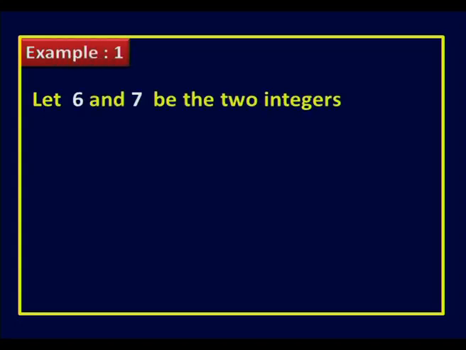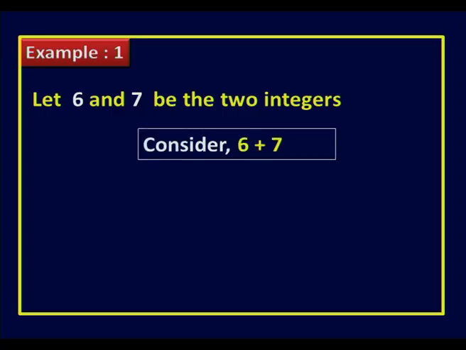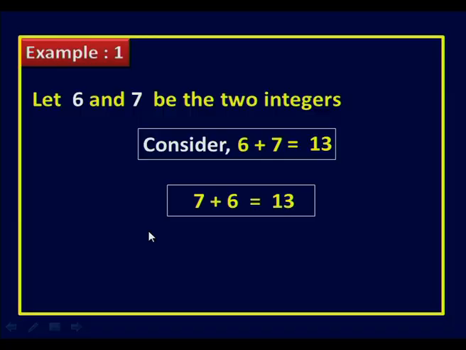Now, before that we take an example. Consider again two integers 6 and 7. Let us add these 6 and 7, children. So, 6 plus 7, what do you get, children? Yes, 13, absolutely right. Now, let us add these numbers in other way, that is 7 plus 6. I am just changing the order of addition. First I had taken 6 plus 7, but now I have reversed the order, 7 plus 6. Now, on adding 7 plus 6, what do you get, children? Yes, again you got the same integer, that is 13.